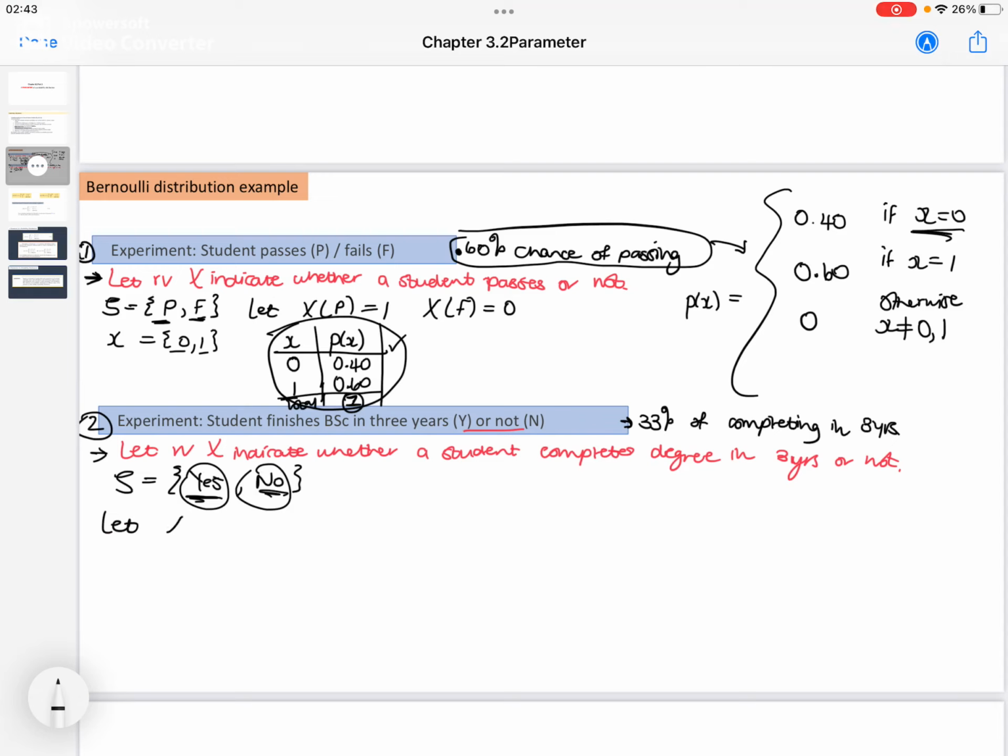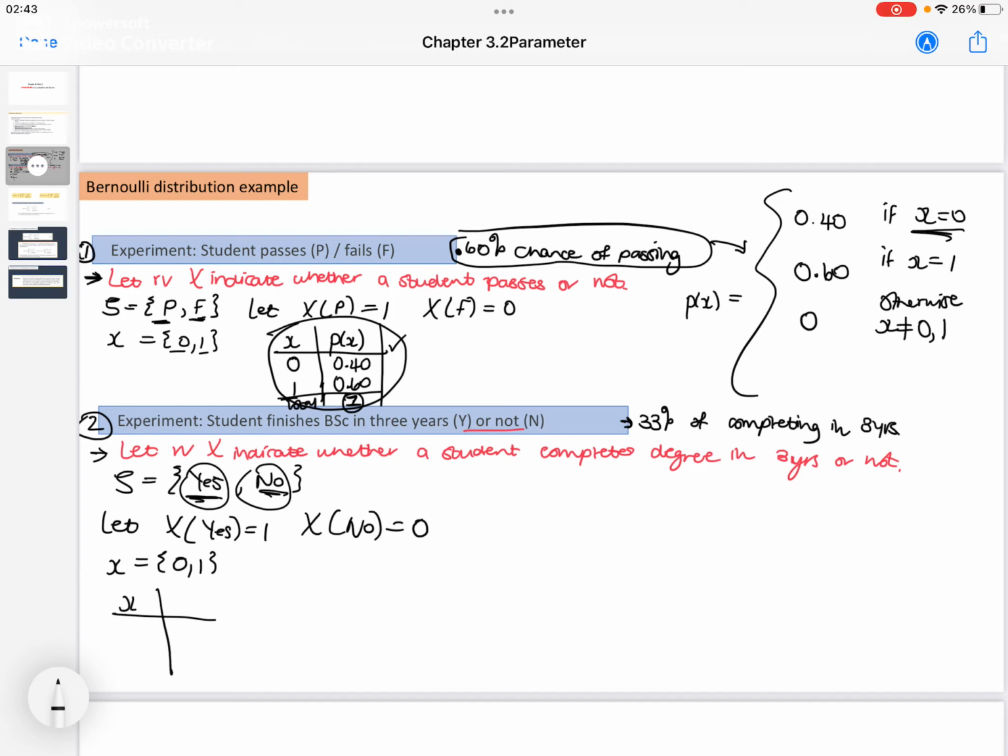We can also let the outcome yes be denoted by numerical value 1 and the outcome no be denoted by numerical value 0. And so the possible values for our random variable x are 0 and 1. So this proves that we have a Bernoulli random variable since we only have possible values 0 or 1 for our random variable x.